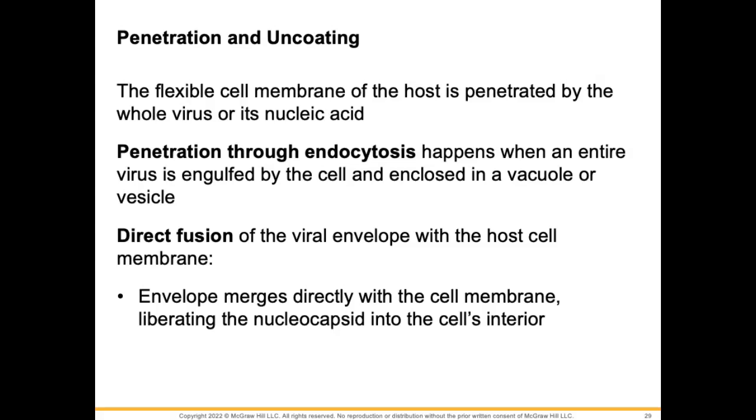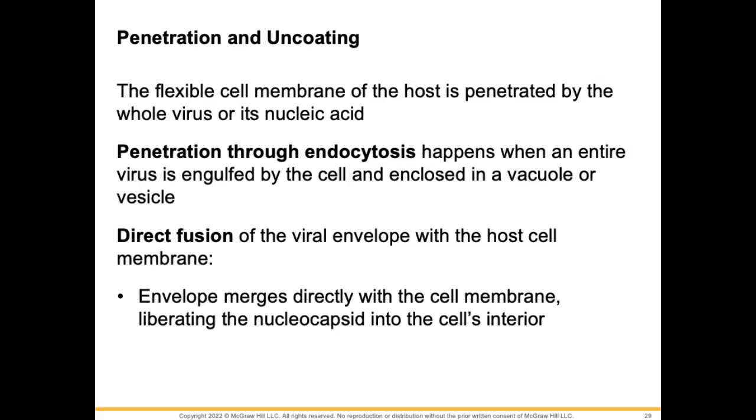Okay, so after adsorption comes penetration and uncoating. The flexible cell membrane of the host is penetrated by the whole virus or its nucleic acid. Penetration happens through endocytosis, when an entire virus is engulfed by the cell and enclosed into a vacuole or vesicle. So we think about what endocytosis is. We learned about that in Anatomy 1. Think about how that cell kind of just opens up and engulfs what's sticking to its surface. That's what's happening during endocytosis, during the entrance of a virus into a cell.